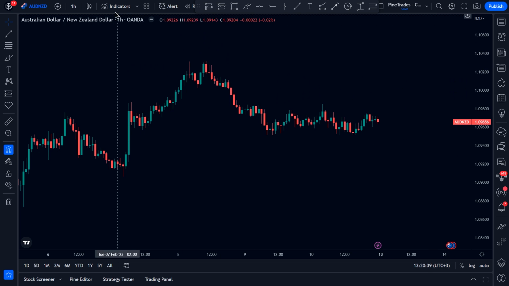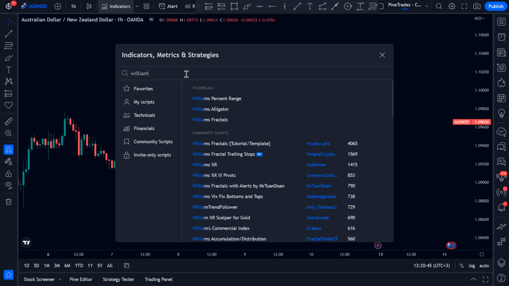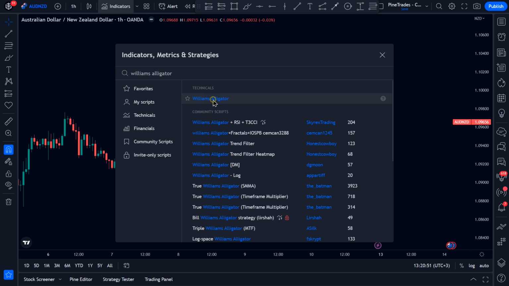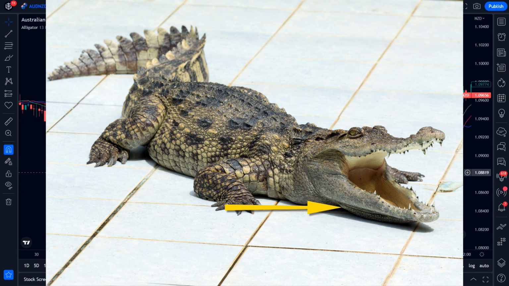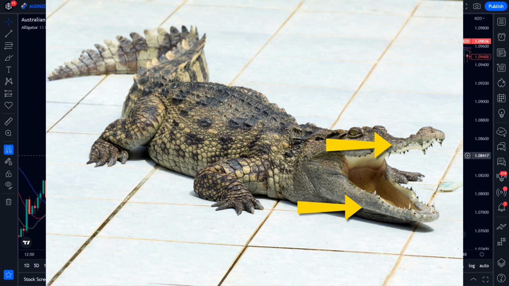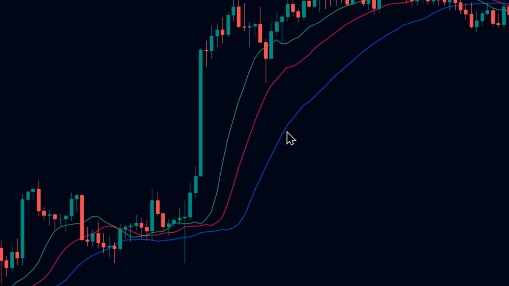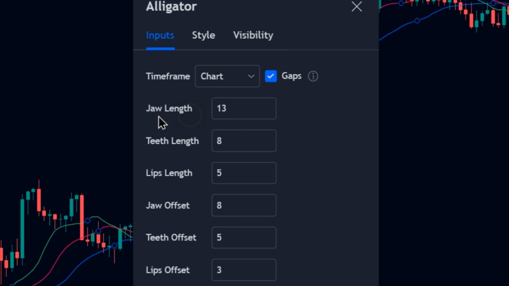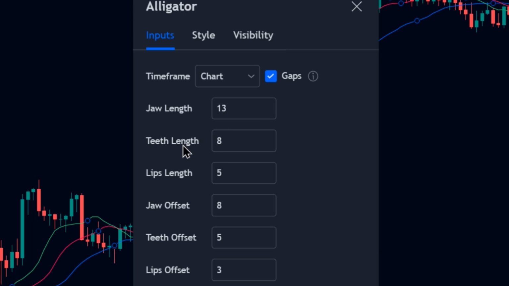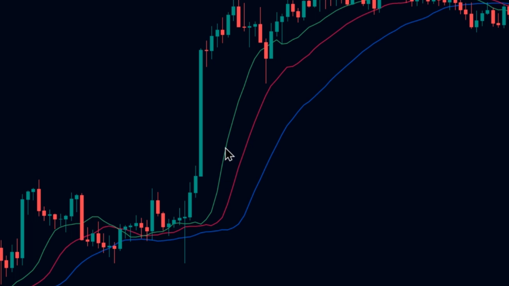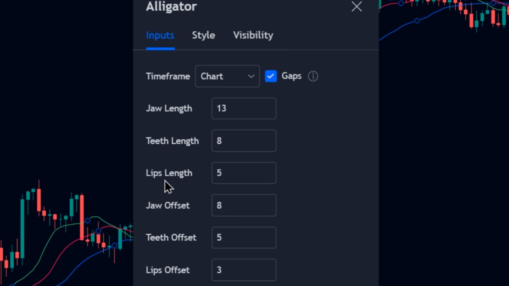To add the indicator, you just click here, then type here Williams Alligator, and select this one by TradingView. So just like a real alligator, the Williams Alligator has both the jaw, the teeth, and the lips. This blue line represents the jaw. It's usually a 13-period moving average that's been offset to the future by 8 periods. This red line represents the teeth, and it's usually an 8-period moving average that's been offset to the future by 5 periods. Then this green line represents the lips. It's a 5-period moving average offset to the future by 3 periods.